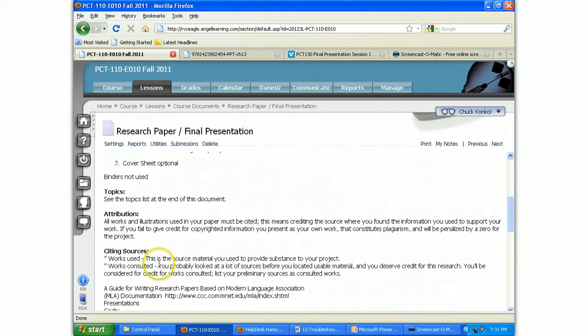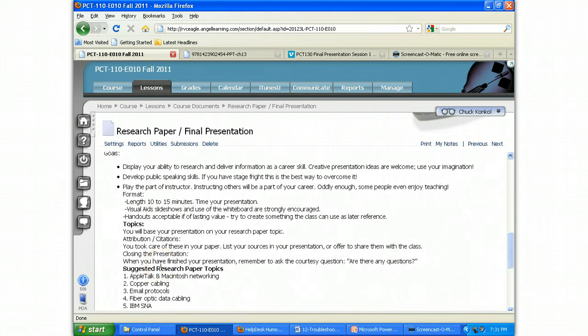You've already given me your topic, so let's go ahead and go over the presentation part. You're going to play the part of instructor, developing people skills. If you have stage fright, the best way to overcome it is to present something that you know. We know each other in here. You've known each other a few weeks now, and so we will all learn from each other on this presentation.